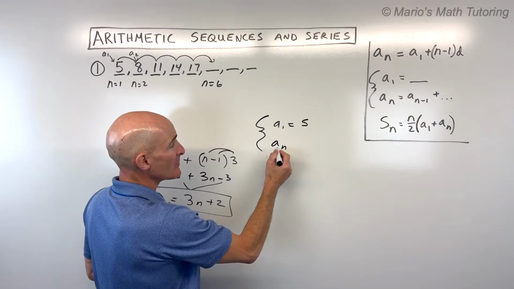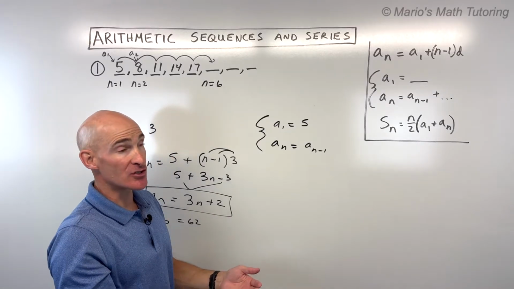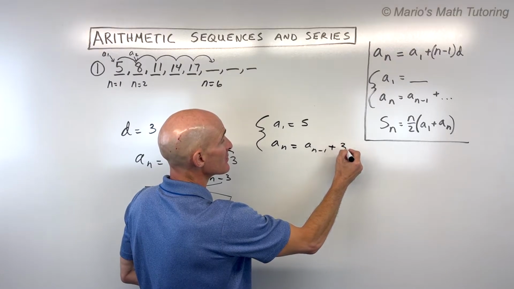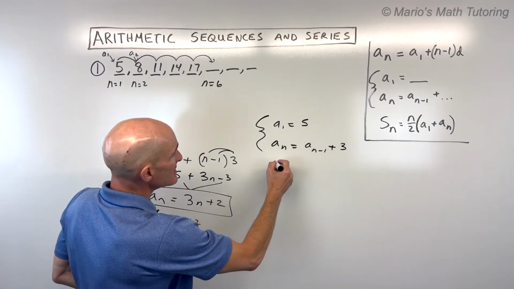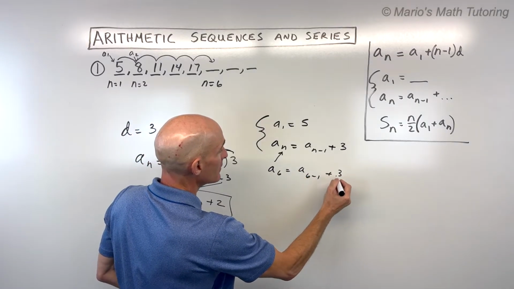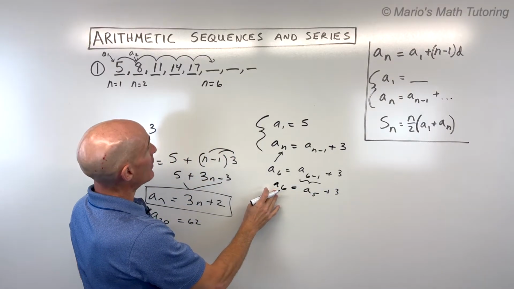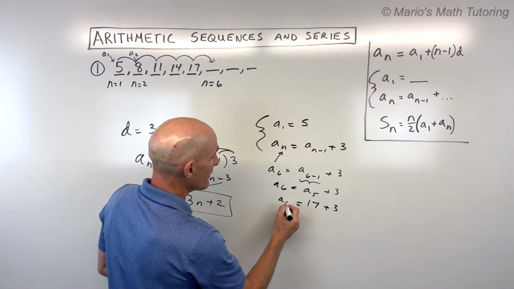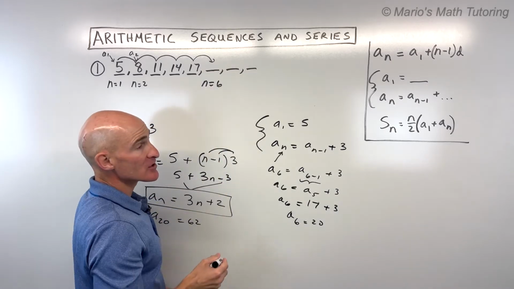So we would say a sub n, the value of the nth term, equals the value of a sub n minus 1, that's the term before it, plus the common difference. So in this case, the common difference is 3, because we're adding 3 each time. Now, if you want to check it, say, for example, I want to find the 6th term, by putting 6 in here, a sub 6 equals a sub 6 minus 1, which is really a sub 5. And so we take the value of the 5th term, which is 17, plus 3 more, and that's going to give us the value of the 6th term, which is equal to 20. So that's one way to do it.